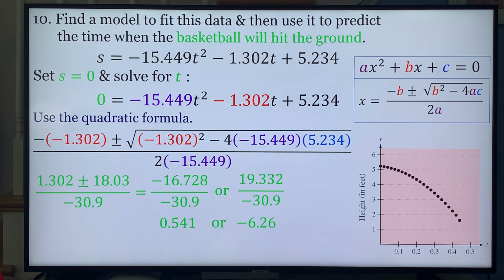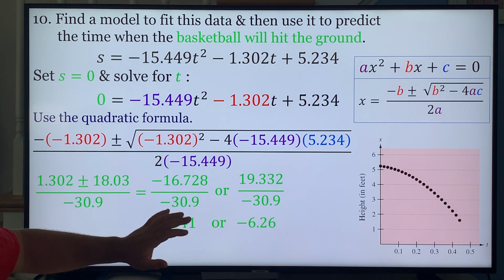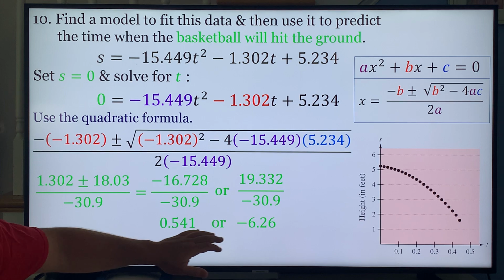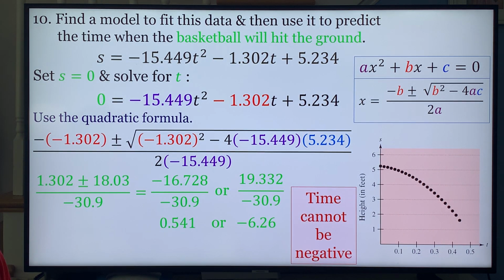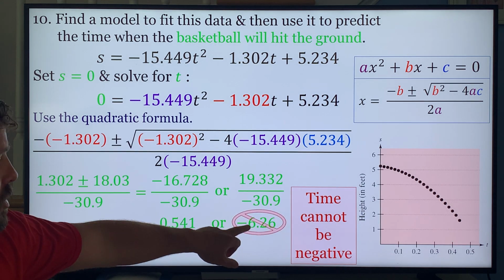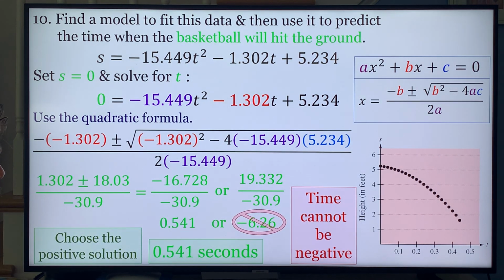Which one? Only one of these is wrong. Which one do you think? How long do you think it takes? 0.541 seconds or negative 6.23 seconds? Well, time can't be negative, right? So no good. Time has to be positive. Choose the positive solution, 0.541 seconds or 541 thousandths of a second.